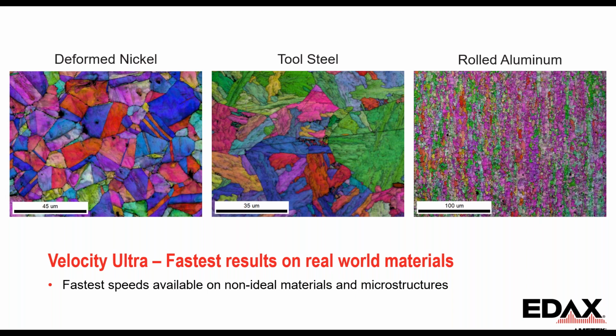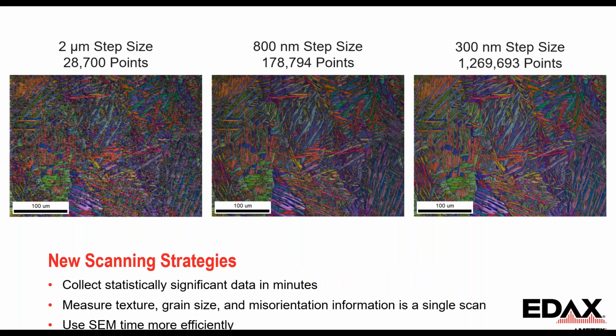There's a tool steel here, so it's a material that has a little bit more strain and deformation retained within the grains. And then there's a rolled deformed aluminum. So you have some amount of deformation. It's a lighter element, a weaker backscattered element material. And even on this range of materials, we can still get these fastest speeds and get high quality data from these different microstructures.